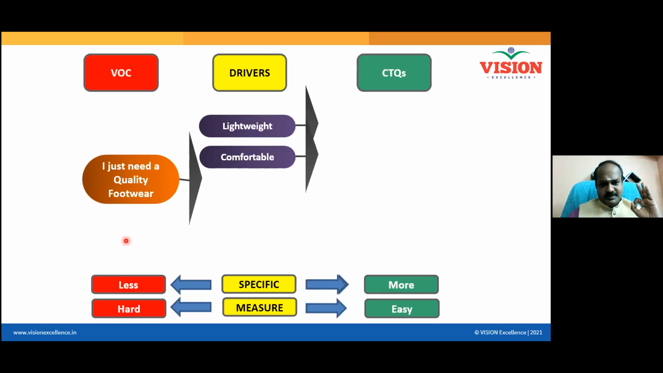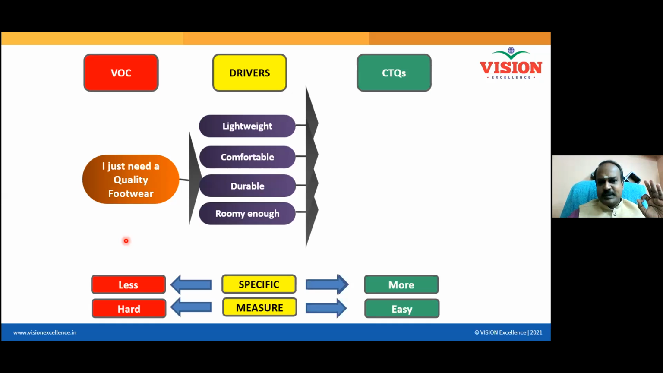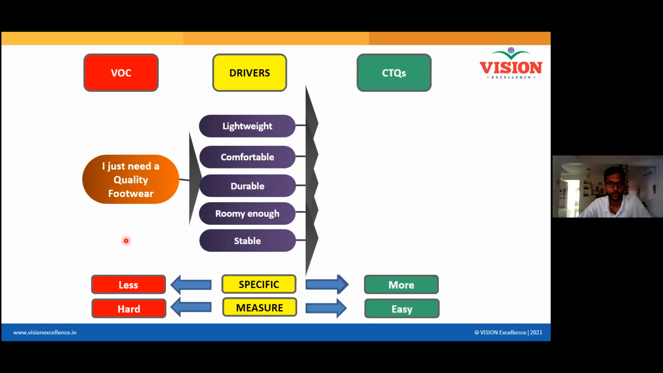And then durable. When I buy it, I should be able to use it for at least 1 year or 2 years. The longer is better. And then it should be roomy enough, like even after wearing, I should still be able to move my fingers inside, right? And then it should give me a stable performance, whether I use it for running or walking or playing some game. I can keep on adding, like cost also. I have identified only a few drivers of satisfaction. You must identify all drivers of satisfaction.